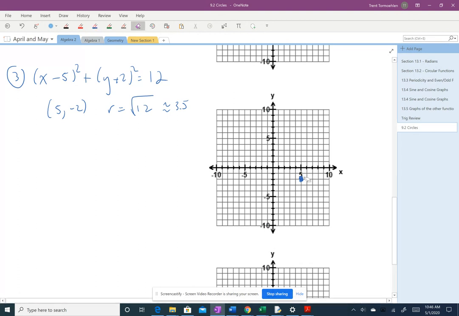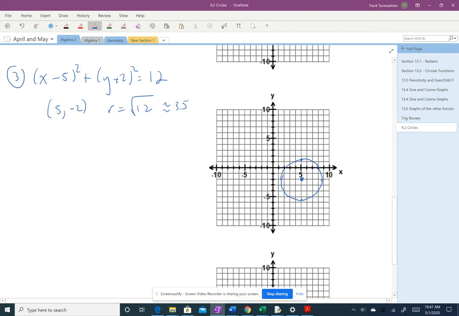Make sure that you're within an integer, like basically a half integer, I guess would be the best way to say it. And so I need to go 3.5 or so up, 3.5 or so over, 3.5 or so down, 3.5 or so this way, and it ends up looking like that. That's the graph of that circle.